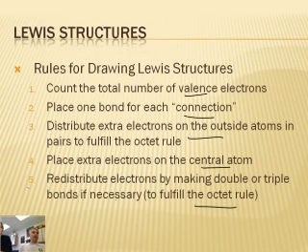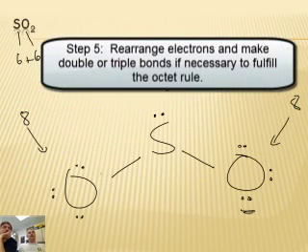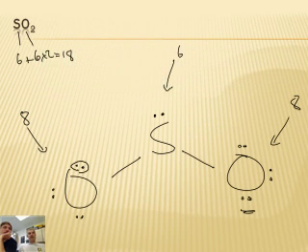Hey, we haven't actually used rule number 5. Redistribute electrons by making double or triple bonds if necessary to fulfill the octet rule. I think this might be necessary. Yeah. So, folks, the way to do this is you take one of the oxygens. It doesn't really matter. Take these 2 electrons, instead of making them an unshared pair, we can erase them and put a double bond here. So we just took those 2 electrons that were not bonded and they are now bonded. So sulfur dioxide has a double bond and a single bond.